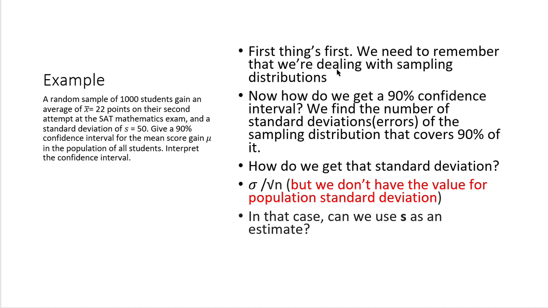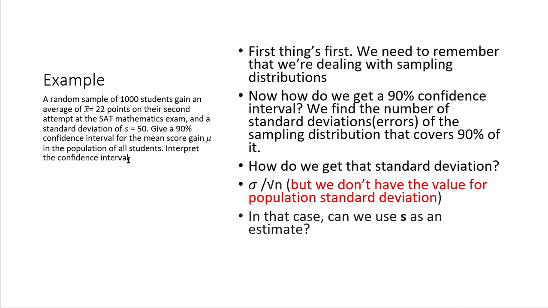First things first, we need to remember that we're dealing with sampling distributions, so we can't just directly use the standard deviation. We need the standard error. How do we get a 90% confidence interval? We find the number of standard errors of the sampling distribution that covers 90% of it. Now, how do we get the standard deviation of the sampling distribution? The standard error is the standard deviation of the population divided by the square root of n, but in this case we don't have the population standard deviation. Can we use S instead of this?